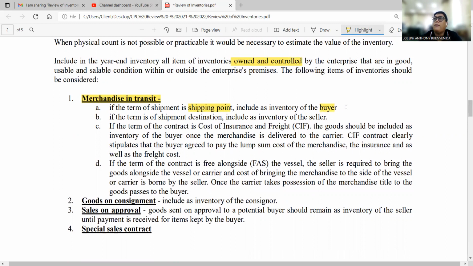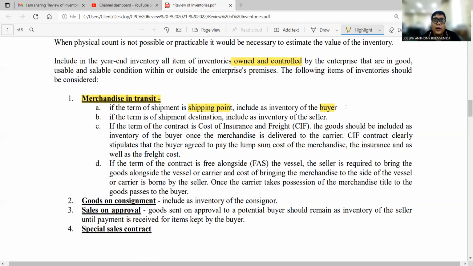Kaya ang shipping point, for example, between the seller and the buyer, if ang trading nila ang ilang parang agreement is FOB shipping point, no? Meaning the moment nga gindala ni seller, I mean, ang goods into the port, no, sa port, and ginsakay niya na sa barko to be transported to the buyer.